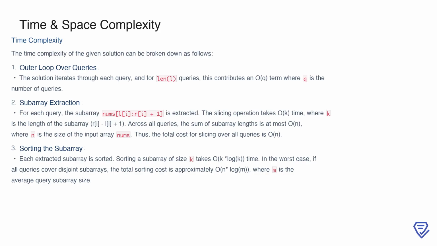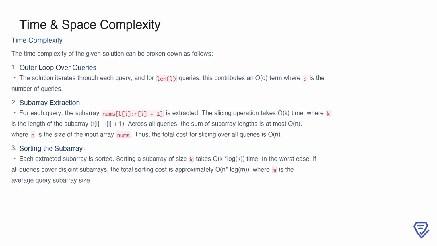Here, we analyze the time complexity of the solution step by step. First, the outer loop processes each query. If there are Q queries, this contributes O(Q) to the time complexity. Next, for each query, the solution extracts the subarray nums[L[i]:R[i]+1]. The slicing operation has a time complexity of O(K), where K is the size of the subarray, which is determined by R[i] - L[i] + 1. Summing up the slicing costs across all queries, the total contribution is O(N), where N is the size of the input array.